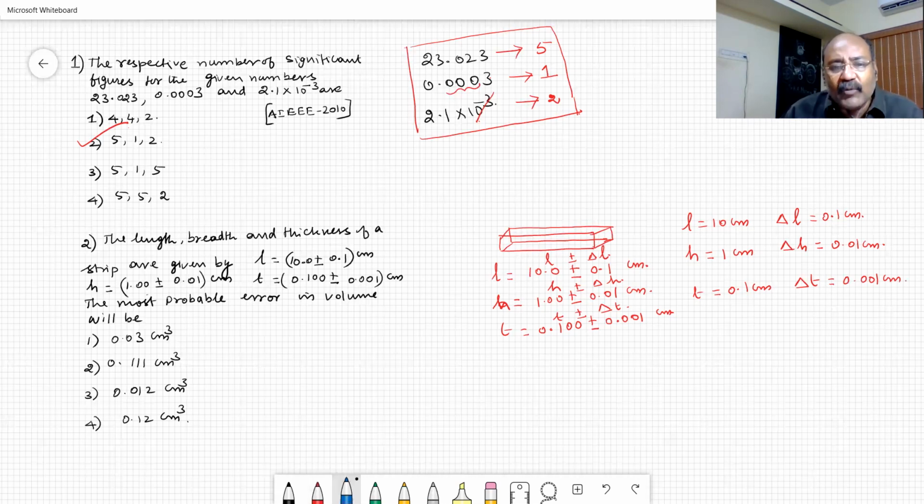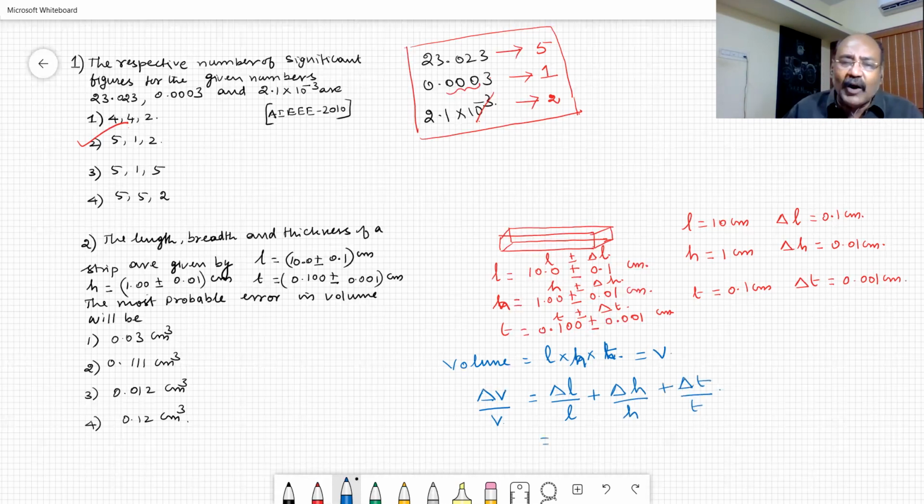How can I calculate volume? I can get the volume using the formula length into breadth into height, taken as V. But what is asked is delta V divided by V. Delta V divided by V, I can write as delta L divided by L plus, for B, instead of B they have given H, and instead of H they have given thickness, so delta H divided by H plus delta T divided by T.